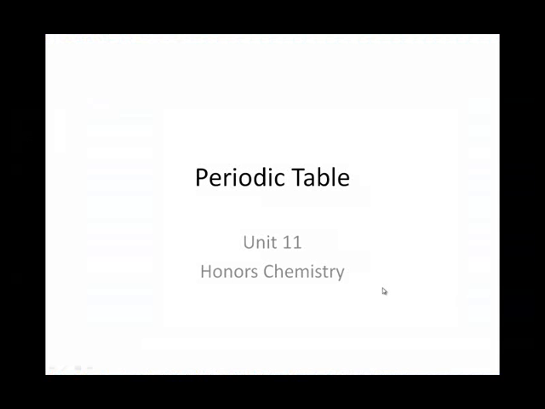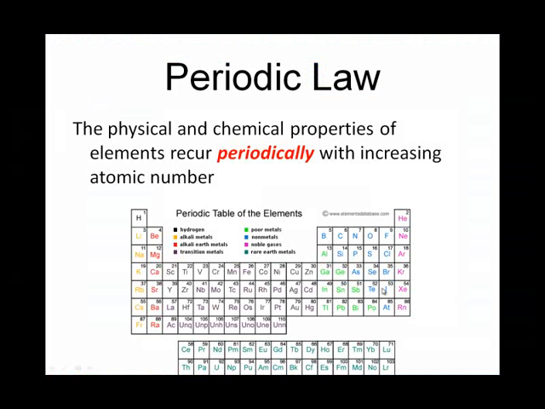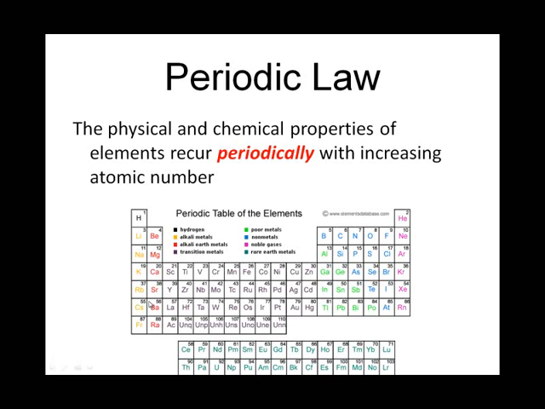Okay, this is Unit 11. We're going to talk about the periodic table. The periodic law says that the physical and chemical properties of elements recur periodically with increasing atomic number. So as this table is laid out according to increasing atomic number, 5, 6, 7, 8, 9, 10, there are these repeating properties, which is why it's laid out the way it is. Within a group, elements have similar physical and chemical properties. Periodically means that something repeats in some predictable way.